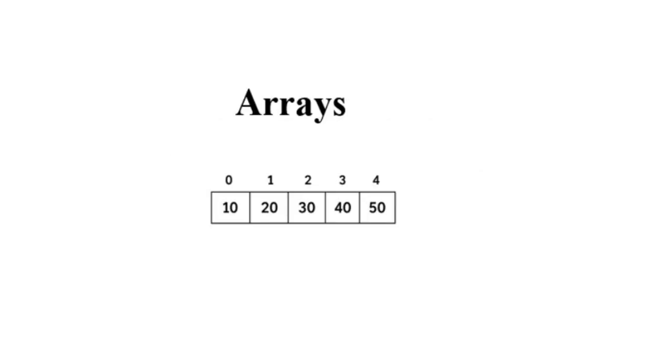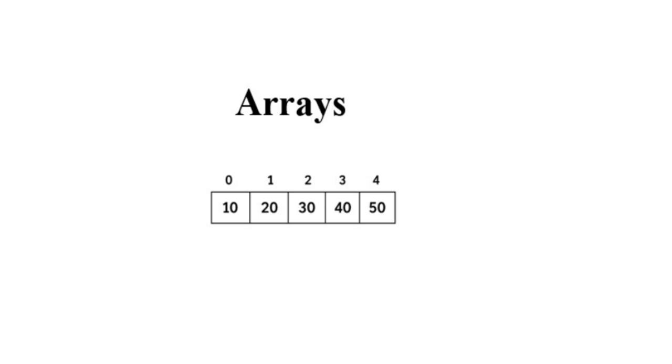So imagine you are in a room and the seats are arranged in a single row, numbered from 1 to 10. Each seat holds one person and you can quickly find someone by their seat number. That's what an array is like in programming. An array is a data structure that stores a fixed number of elements of the same type in a contiguous block of memory. Each element has an index starting from 0, which lets you access it directly.